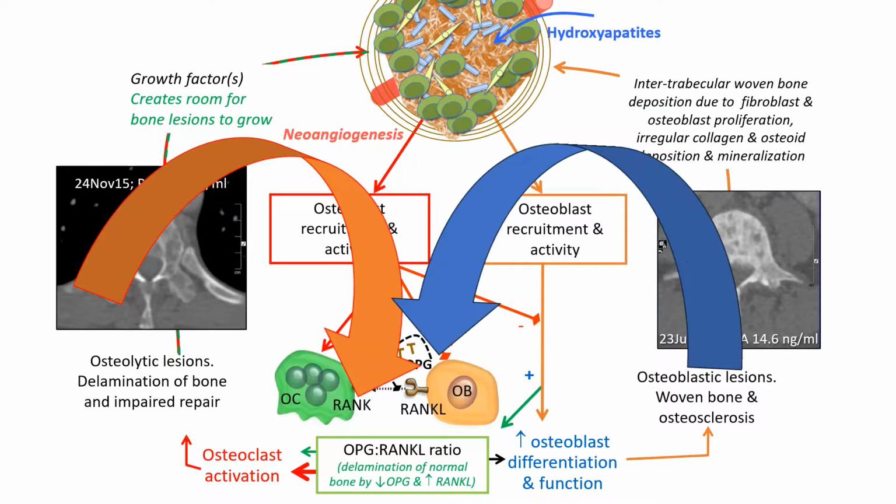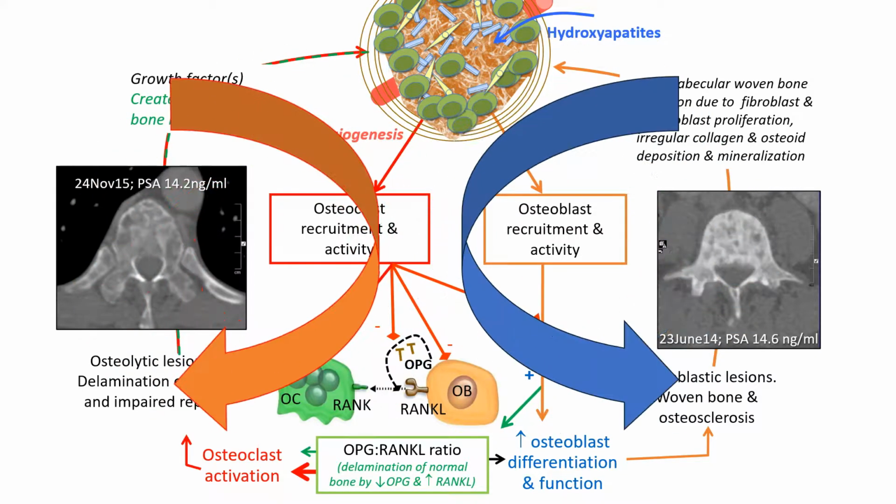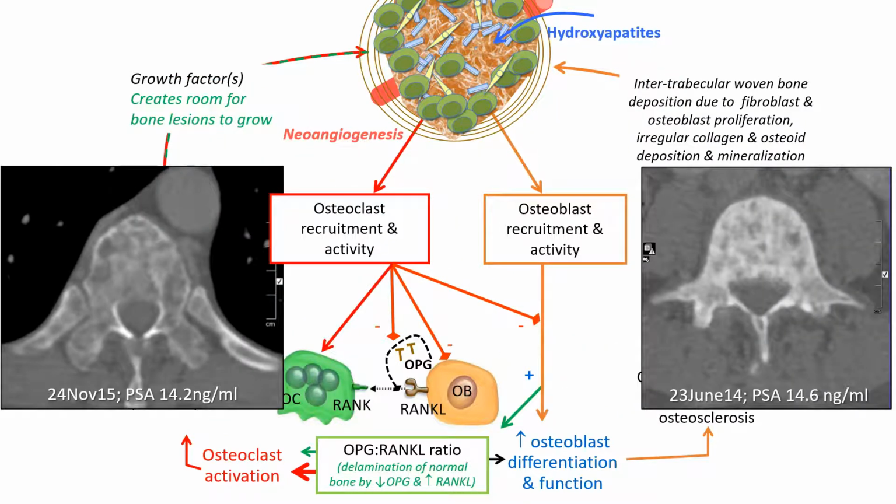Not only are they occurring at the same time, but they are not well coordinated, and this leads to different appearances at different times. So this is the same patient a year apart. You can see that on the right-hand side, he's got mostly osteosclerotic metastatic deposits with small areas of osteolysis. But a year later, you can see he's got mostly osteolytic metastatic disease.